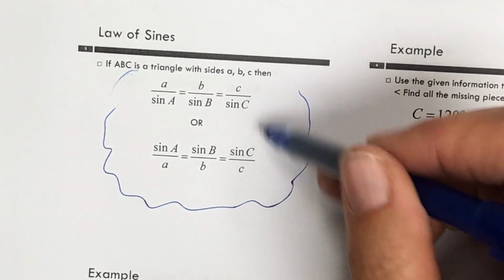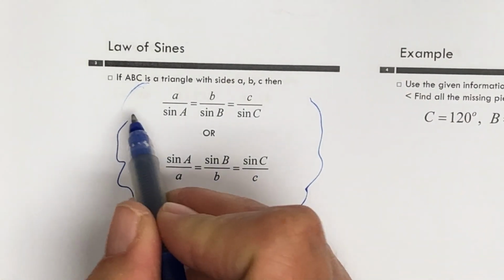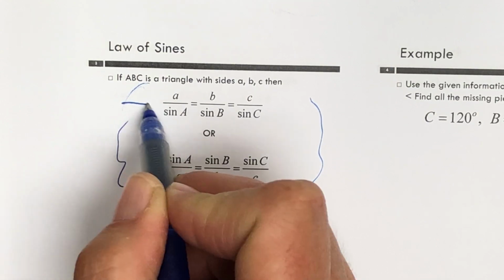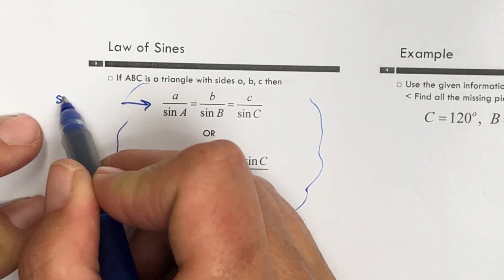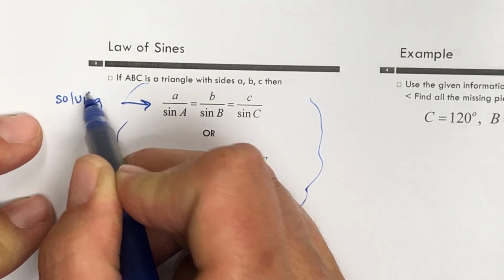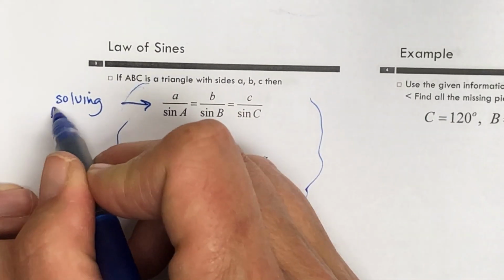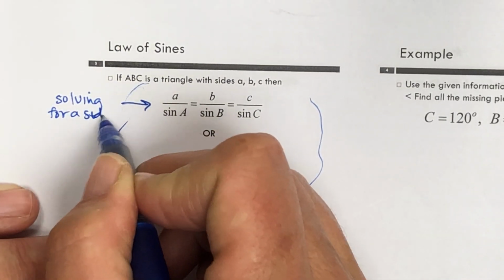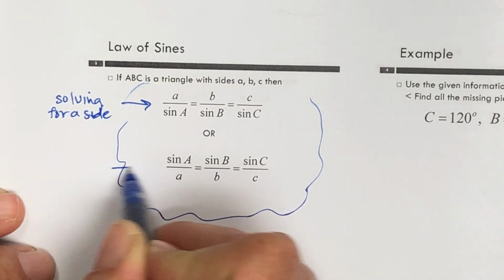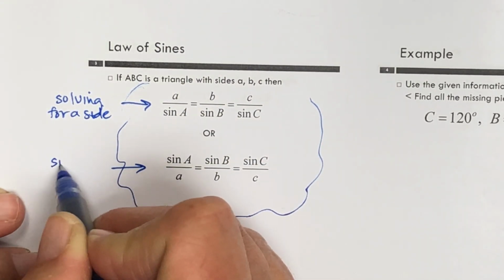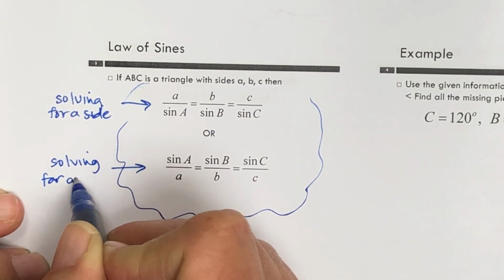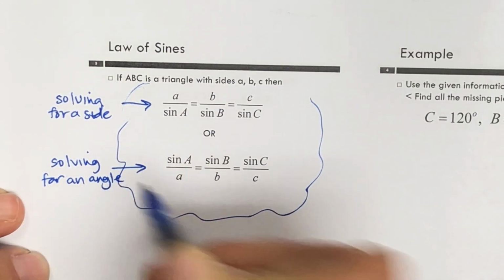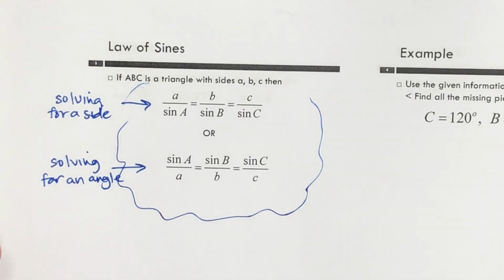Now, why did they give it to us 2 different ways? Well, we want to use this one if we are solving for a side. And we want to use this one if we are solving for an angle. So that kind of gives you an idea of when you want to use which.